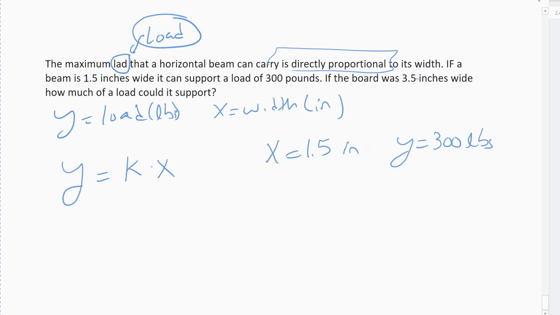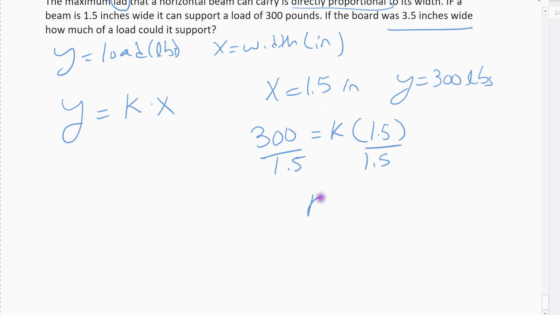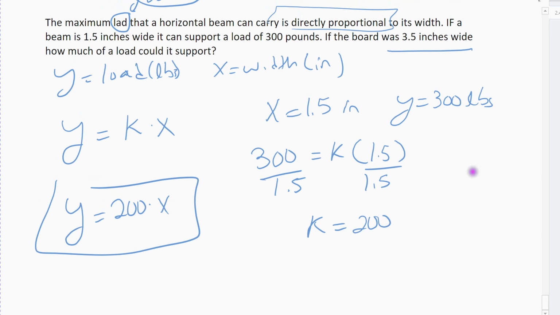And then we'll have to find the equation in order to answer the question, right? So I need to figure out the equation so I can plug our 3.5 inches into it. So I just plug my y in, plug my x in. So y is 300, k is what I'm looking for, x is 1.5. Divide by my 1.5. And so the constant in this case would be 200. And so my equation is y equals 200 times x. And now this is the equation I need to answer my question.